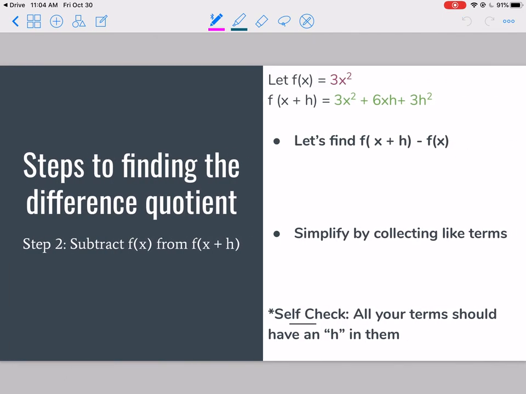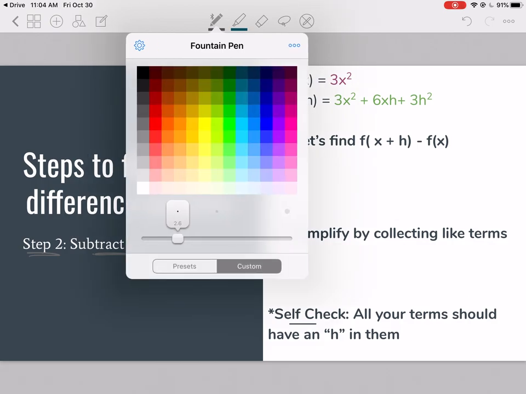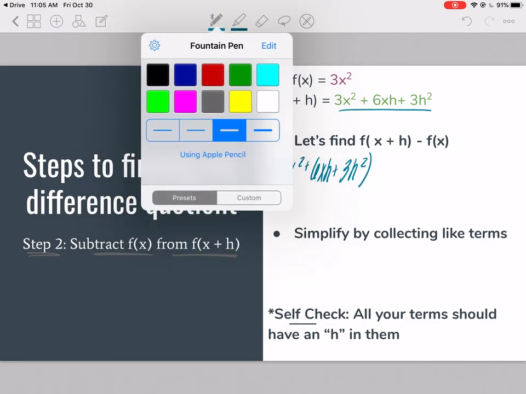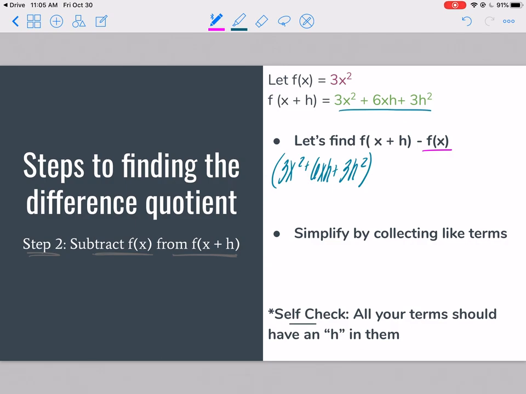Okay, so step number 2 is subtract f of x from f of x plus h. So we already know what both of those terms are. All right, we're going to take f of x plus h right here, 3x squared plus 6xh plus 3h squared. I always put it in parentheses, and we're going to subtract f of x, so the original function from it, which we already know what that is, and that's the nice thing. We don't have to do anything there. We just have to rewrite the original.